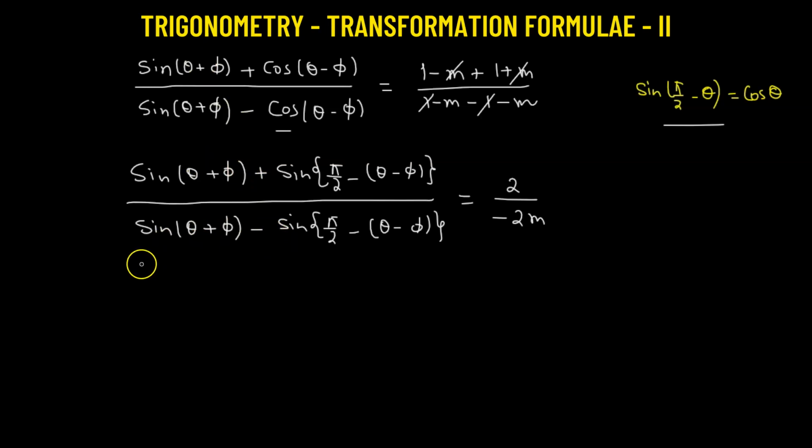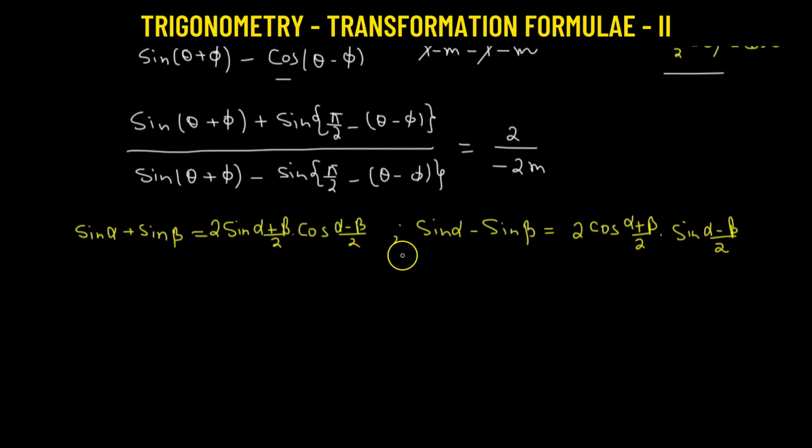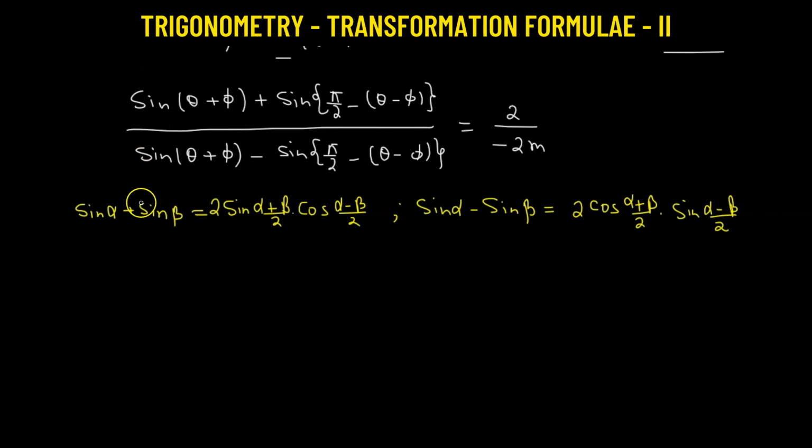So here we can use the transformation formulas. If we have sine alpha plus sine beta, the sum of two sine functions, it transforms into a product: 2 times sine of (alpha plus beta) over 2, multiplied by cosine of (alpha minus beta) over 2. And if we have the difference of two sine functions, sine alpha minus sine beta, this transforms into 2 times cosine of (alpha plus beta) over 2, multiplied by sine of (alpha minus beta) over 2. So we'll employ these two transformation formulas.